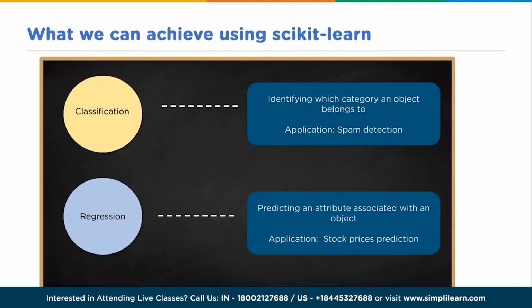And regression is predicting an attribute associated with an object. One example is stock price prediction. What is going to be the next value? If the stock today sold for $23.05 a share, what do you think it's going to sell for tomorrow and the next day and the next day? So that'd be a regression model. Same thing with weather forecasting. Any of these are regression models where we're looking at one specific prediction on one attribute.